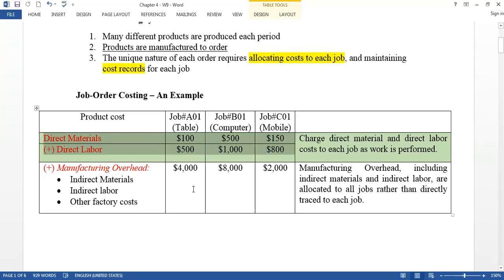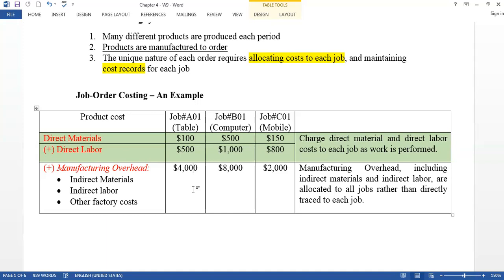Why is direct labor different? Because I produce a table, my salary is called direct labor. You produce a computer, your salary is also called direct labor. But we are different, right? So direct materials and direct labor are identifiable. They can be easily identified because they are completely different for each job.